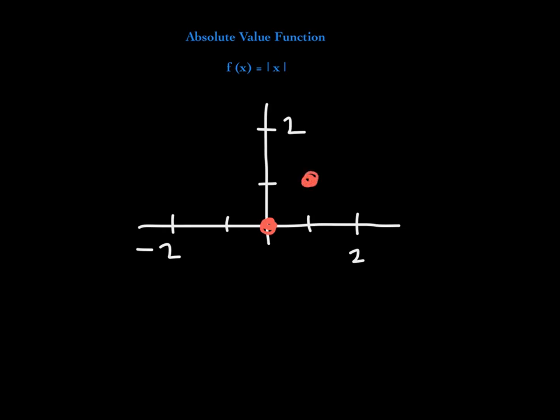The absolute value of 2, that's saying how many units away from the origin are you? 1, 2. So the absolute value of 2 is 2. The absolute value of negative 1 is 1. The absolute value of negative 2 is 2. So this shape here is V-shaped. All of your absolute value functions are V-shaped. This is the most basic absolute value function.